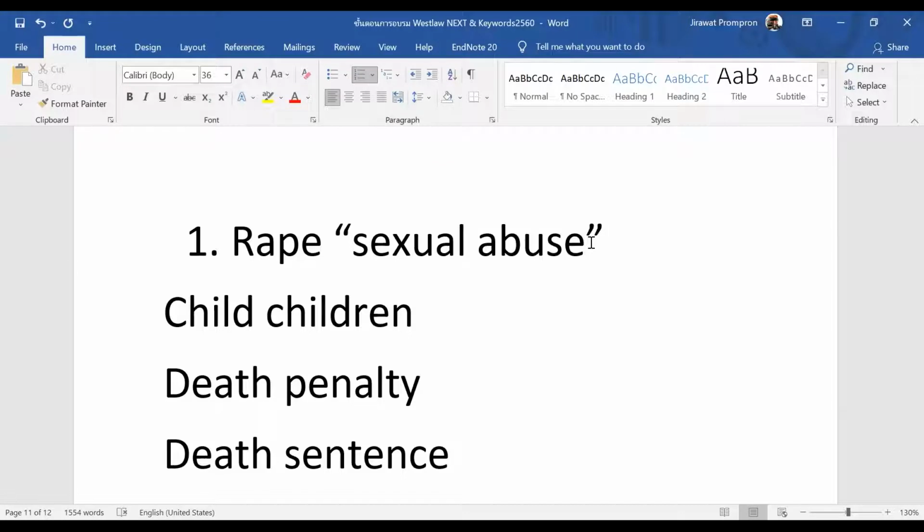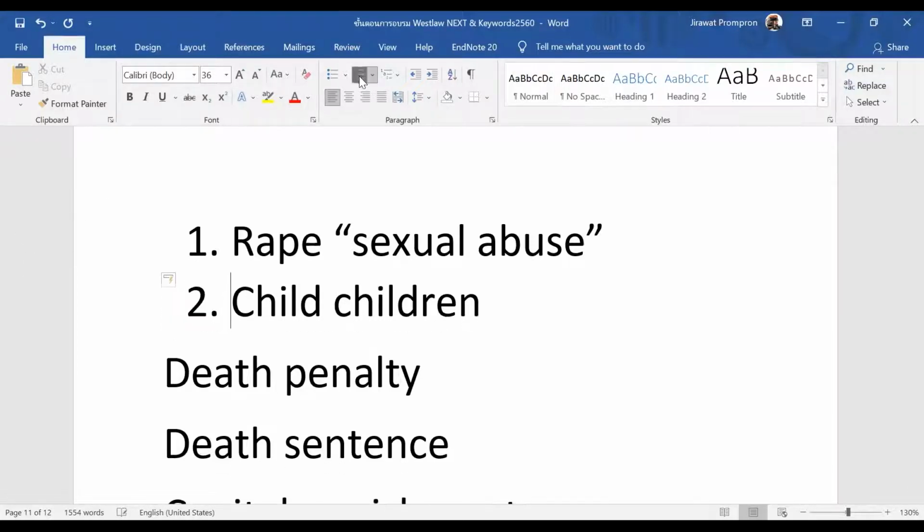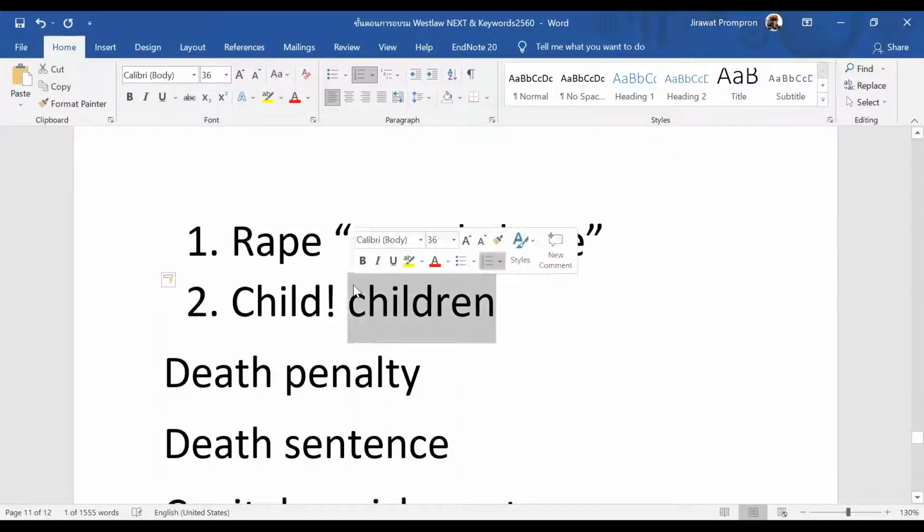I just want to see sexual abuse in a child. So child can be child or children. So this is another concept. You scroll down to another concept. This is another concept, child. And you don't need to type children, you just use the exclamation mark, which expands to manage this term.